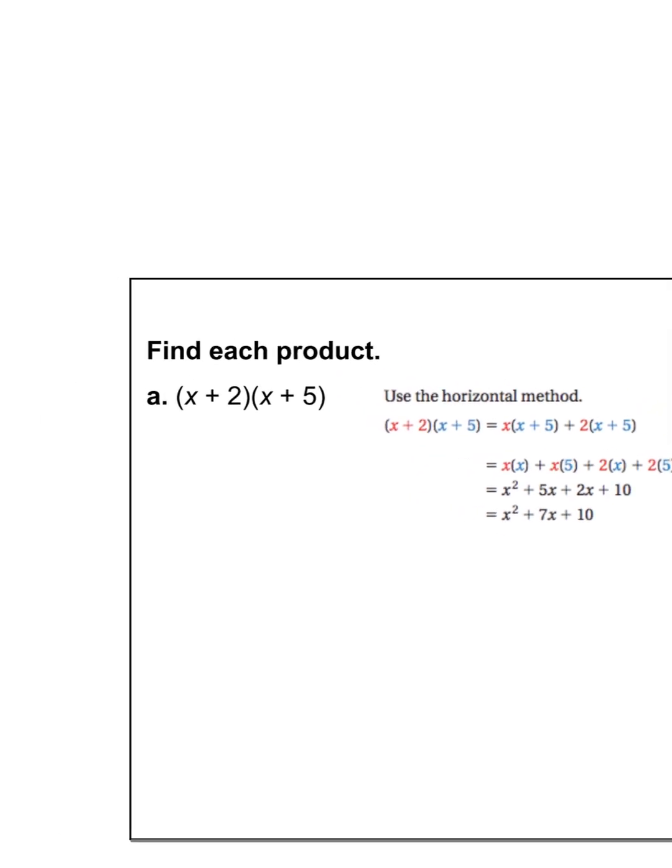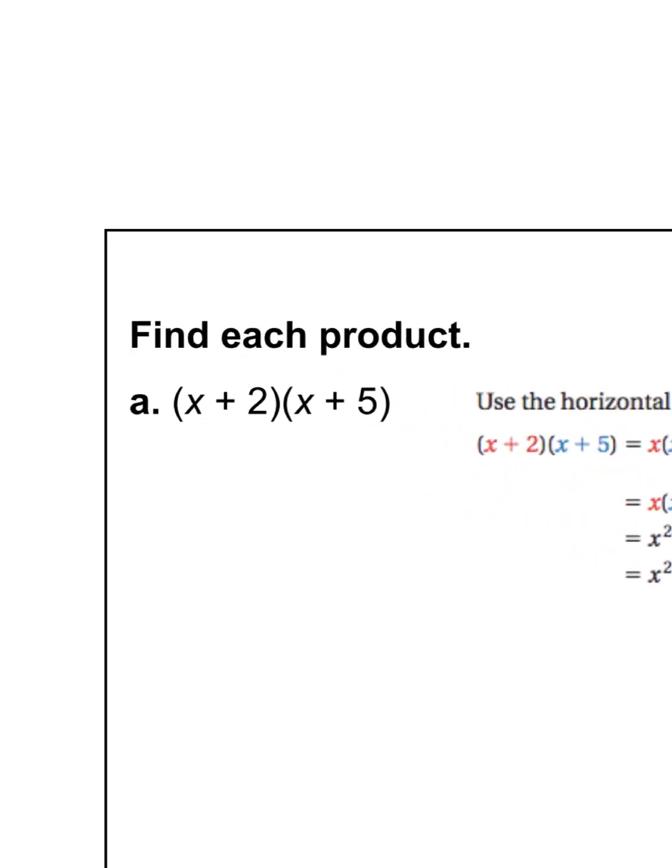So if we look at this problem, x plus 2 times x plus 5, we're going to do x times this x, which we know is x squared. We're then going to take x times this 5, which is 5x. And then we have to do the same thing with this 2. So we're going to do 2 times x, which is 2x. And since it's a positive 2, that's why I put the plus sign in front of it. And then positive 2 here times positive 5 is positive 10. And so that's where we get plus 10.